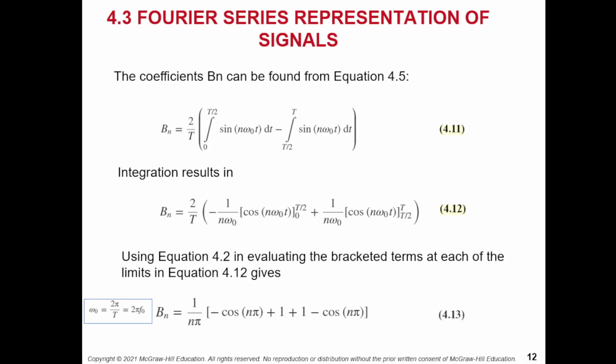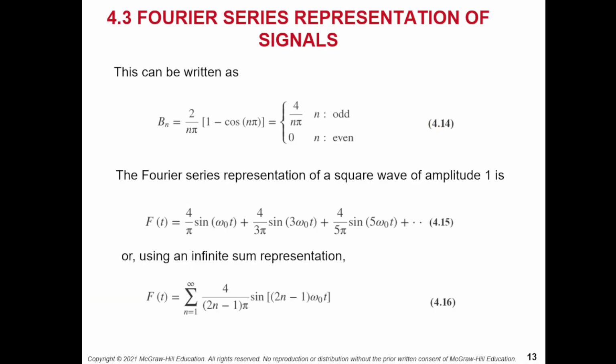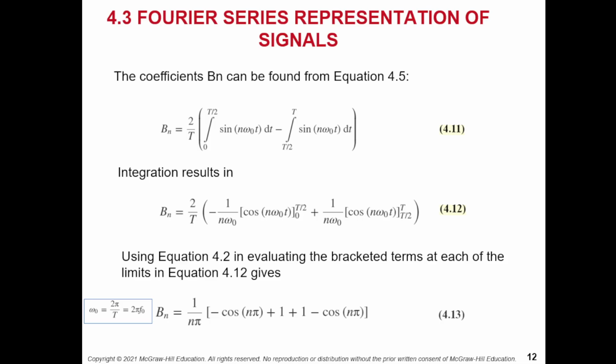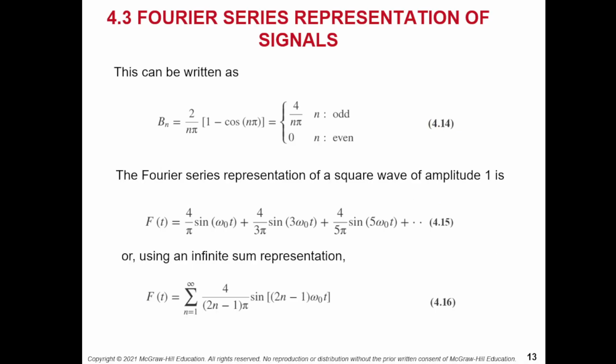Because this term will become minus cosine n pi plus 1, and this term will become 1 minus cosine n pi. So it depends. The Bn will become 2 minus 2 cosine n pi, right? So we take the 2 out.